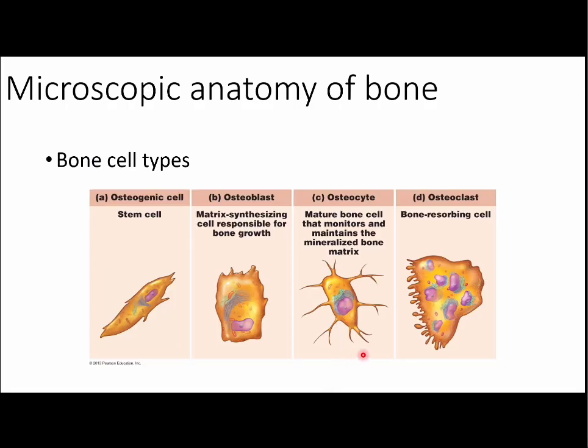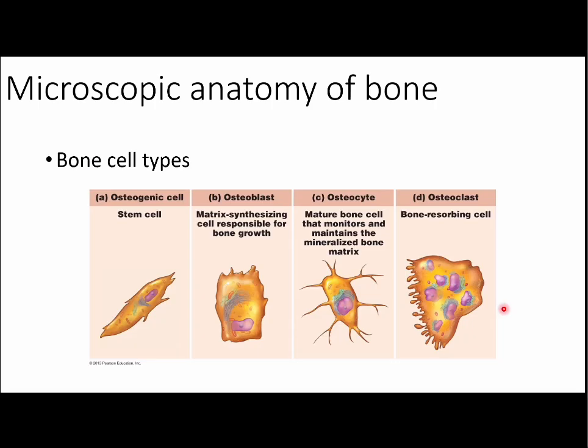So our last type of bone cell are these osteoclasts, and they look way different from the three cells that we've already discussed. These osteoclasts are giant. They're very large, and they're multinucleated. You can see each of these cell types just has one nucleus. That osteoclast has many nuclei. And these are your bone resorbing cells.